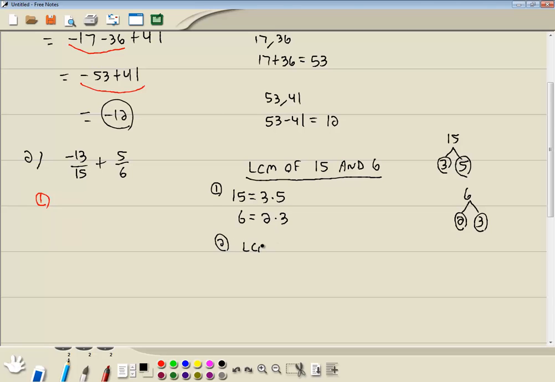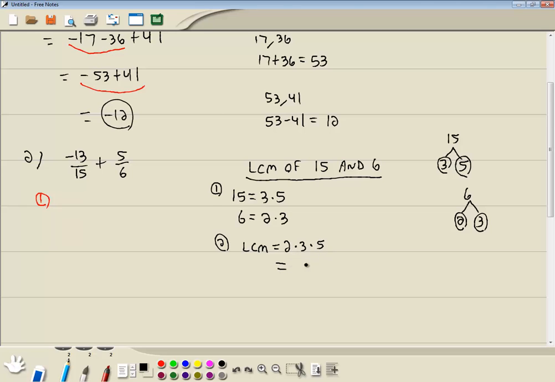Okay, so for our LCM, we start with our first prime, which is 2. I'm looking for the greatest number of 2's on any single line. There's none here, there's 1 here, so the greatest number of 2's on any single line is 1. Now I go to my next prime, which is a 3. I'm looking for the greatest number of 3's on any single line. There's 1 here, there's 1 here, so the greatest number of 3's on a single line is 1. Then I go to my next number, which is 5. I'm looking for the greatest number of 5's on a single line. There's 1 here, none here, so the greatest number of 5's on a single line is 1.